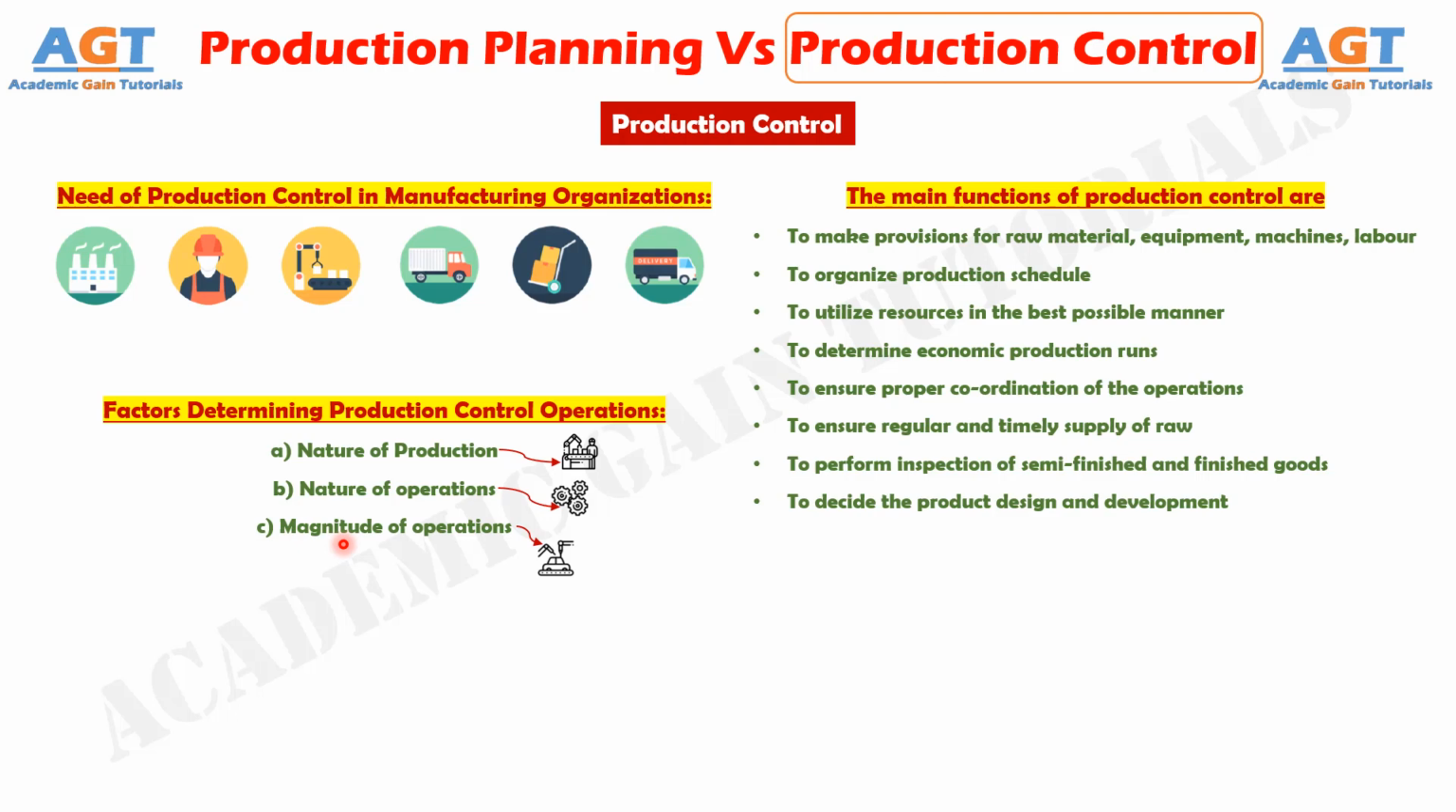Hence, we can say that production planning and production control both are essential for customer delight and overall success of an organization.